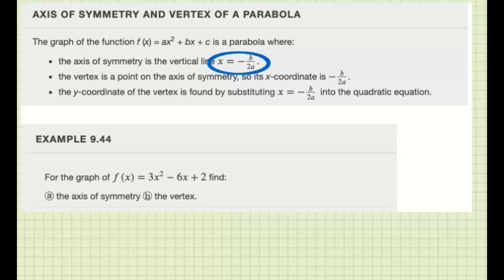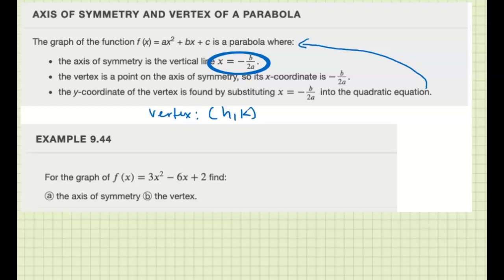The vertex is a point on the axis of symmetry, so the x-coordinate of the vertex is negative b over 2a. And the y-coordinate is found by substituting that number that you found back into the quadratic equation. Right? Sometimes we call the vertex (h, k). So the vertex is a coordinate point on the graph.